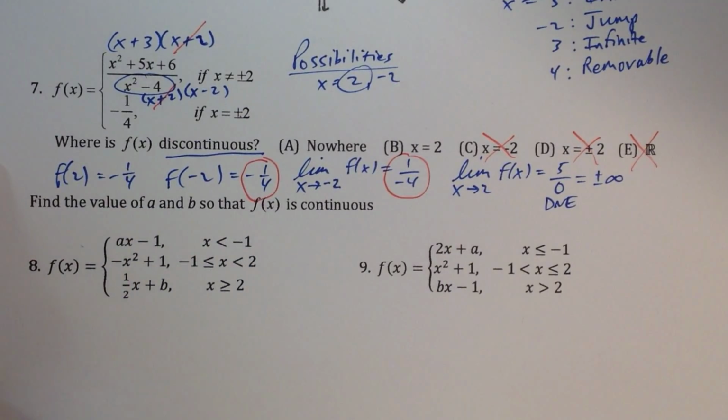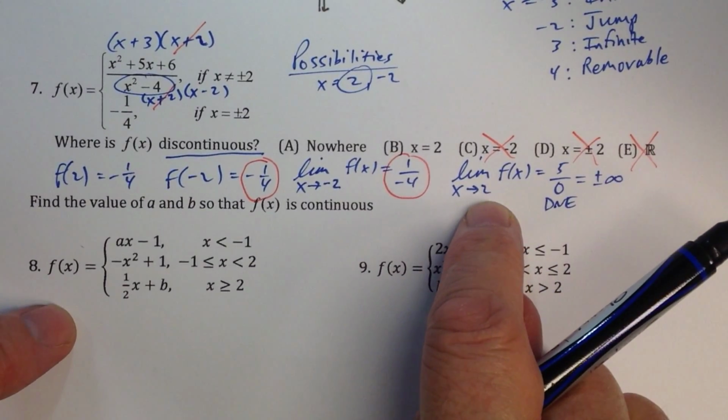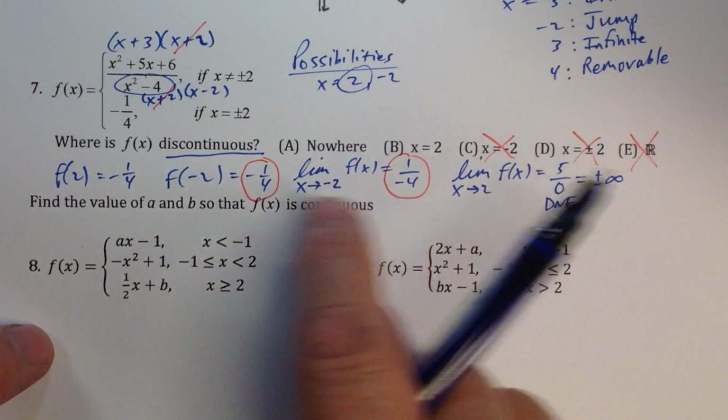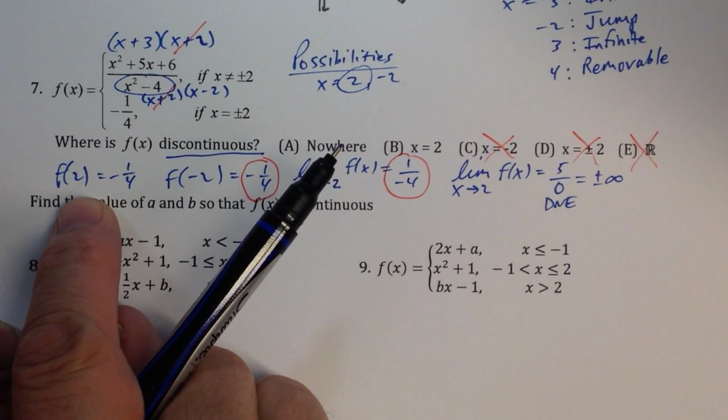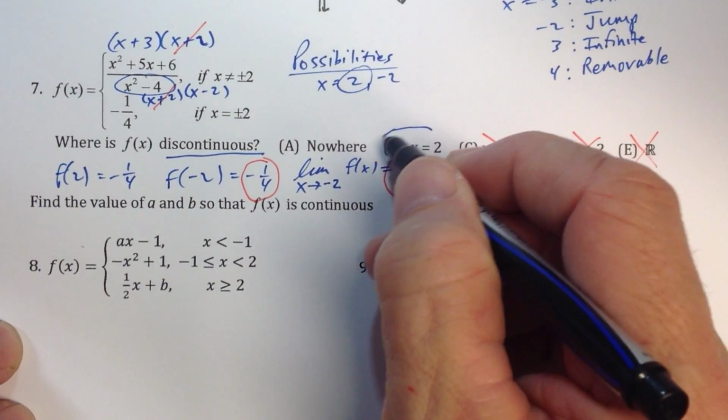Okay? All of that being said, since the limit as x approaches 2 does not equal the value of the function at x equals 2, we say that the function is discontinuous at x equals 2.